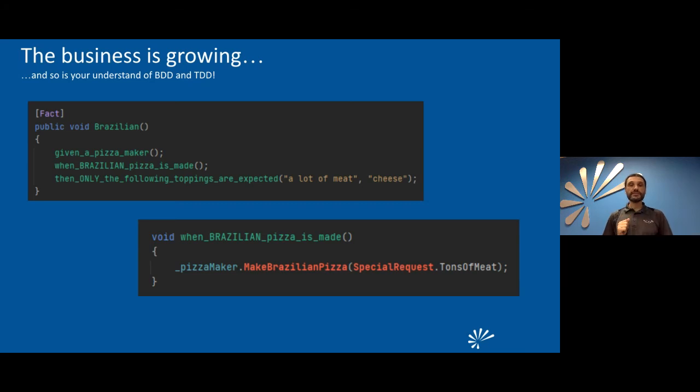So when Brazilian pizza is made, okay, let me think about it. We don't have a way to make Brazilian pizzas. It gets me thinking, okay, we have a pizza maker. I can add a method to it to follow the same standard that we are doing for the other ones. But then Brazilians are picky. Maybe they want to pass in a special request, like this guy who wants a ton of meat on his pizza. Whatever the case might be, this is my TDD mind at work.